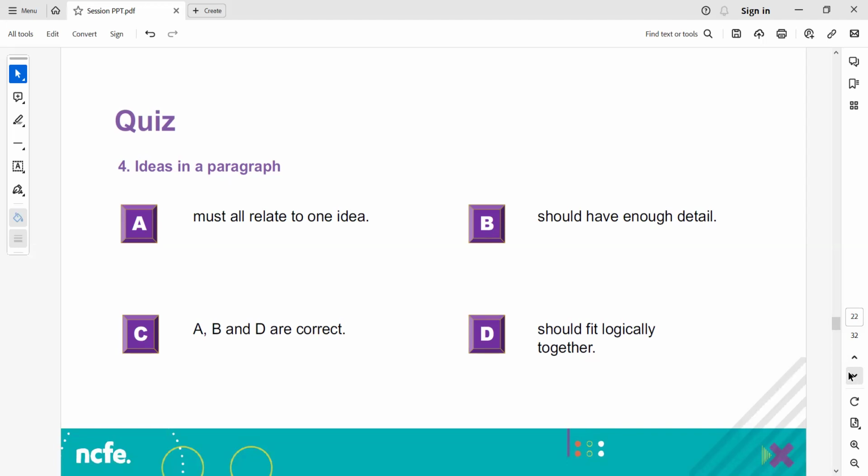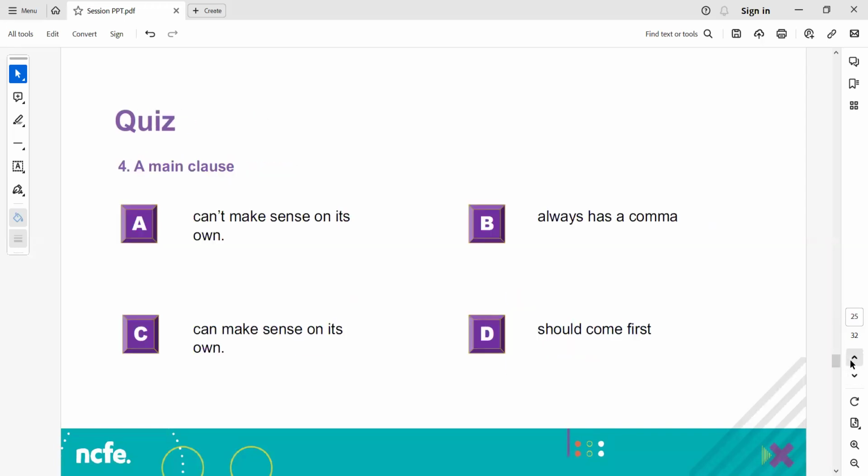So, let's have a look. D. Oh, yeah. Okay. So a main clause can't make sense on its own, always has a comma, can make sense on its own, or should come first. So the main clause, remember we're looking at complex sentences, that's been our focus today. It's a main clause and a subordinate clause.